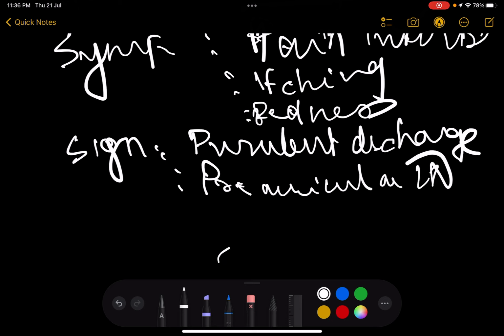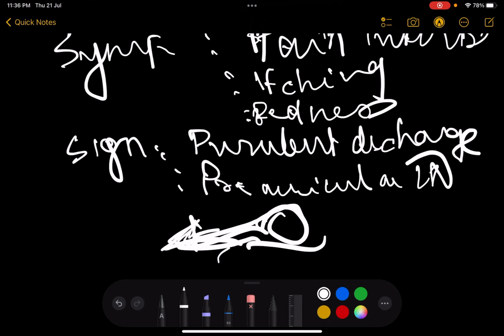Again, if you want to check, this is the eyelid. This is the way that lymphatics are going to drain into the preauricular lymph node.